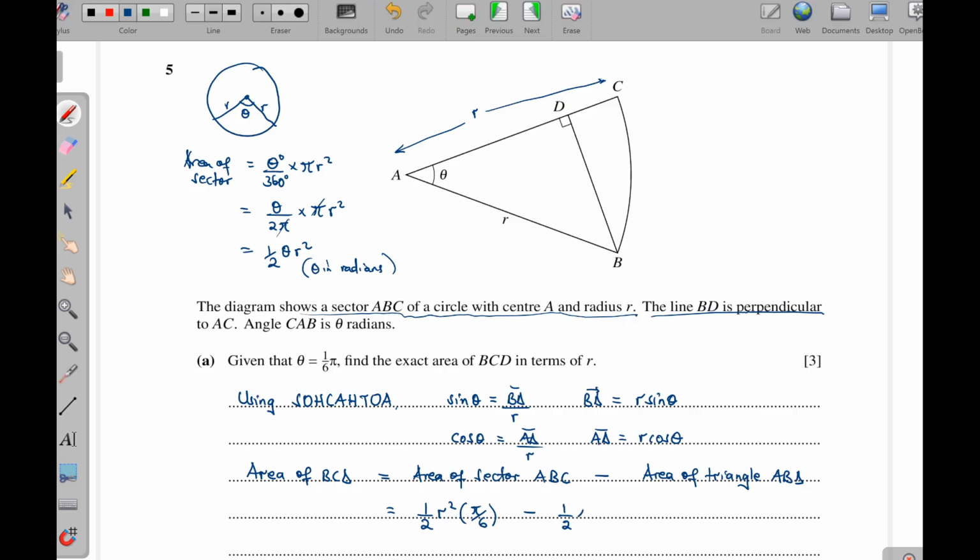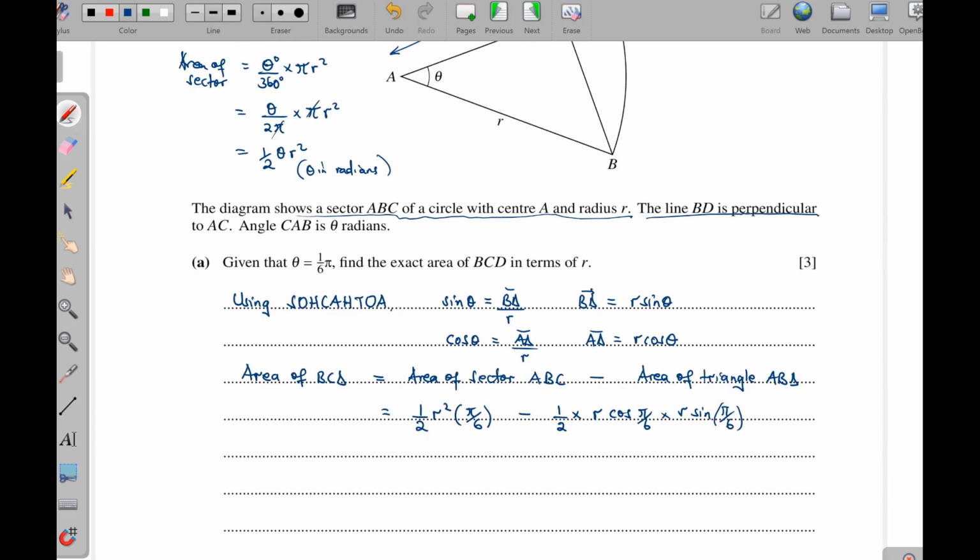This one is a half times the AD. AD here is R cos theta. So R, then cos of pi over 6. Then times the height here BD, which is actually what? R sine theta. So times R, then sine of pi over 6. You see that? Then we simplify this one.